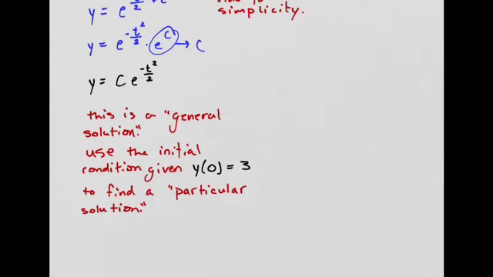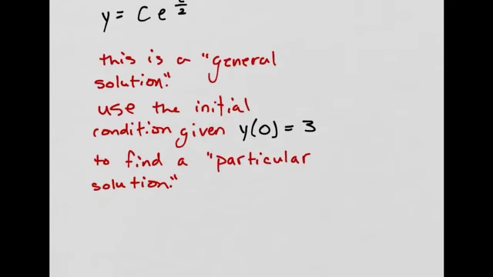So we're actually going to use these. y equals 3 when I plug in 0. So I'm going to plug in 0 to this. So I get e to the 0, which is just 1. So y equals just c, but y is 3. So hopefully you understood that.